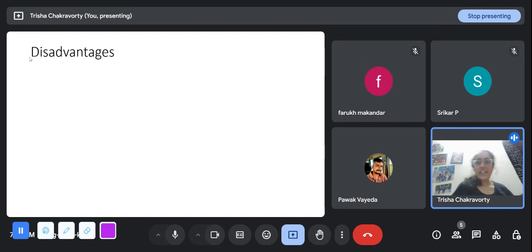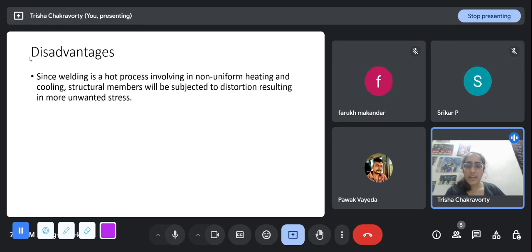Okay, so we were talking about the advantages and disadvantages of welding. Disadvantages: since welding is a hot process involving non-uniform heating and cooling, the structural members will be subjected to distortion, resulting in more unwanted stress. This distortion is due to alpha, the coefficient of thermal expansion. That is quite significant in steel, because temperature fluctuations lead to strains developing in the steel material, so that leads to stress.